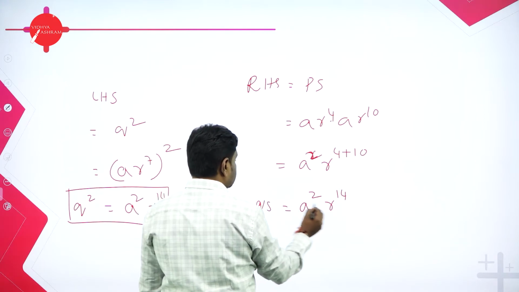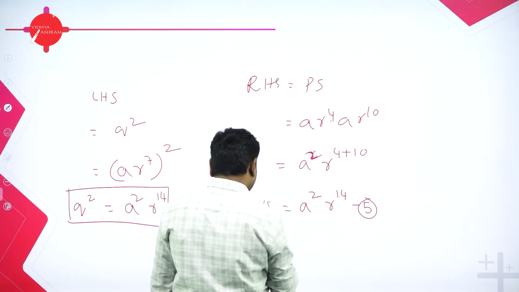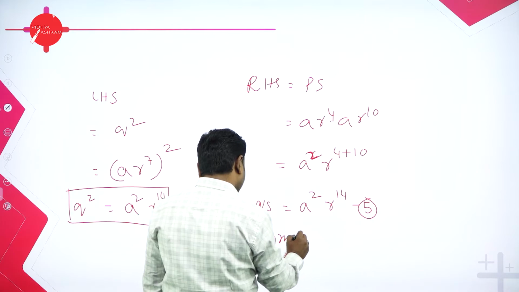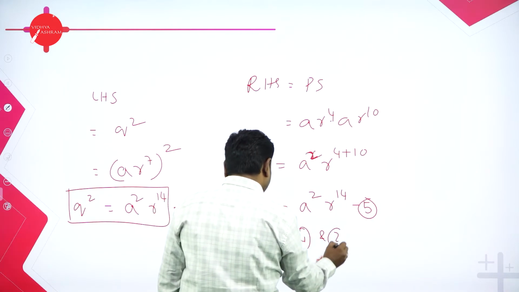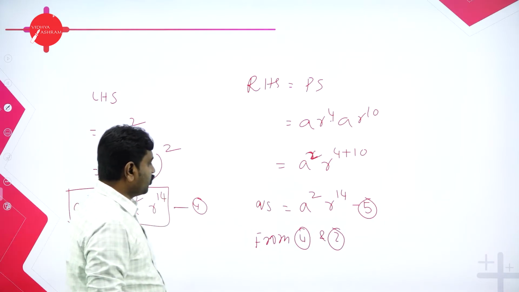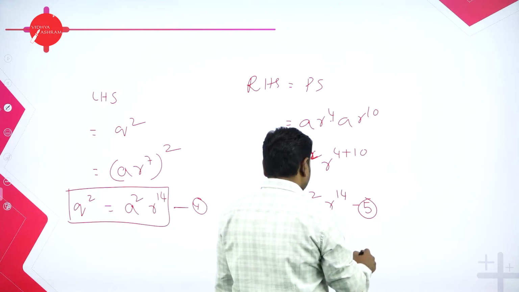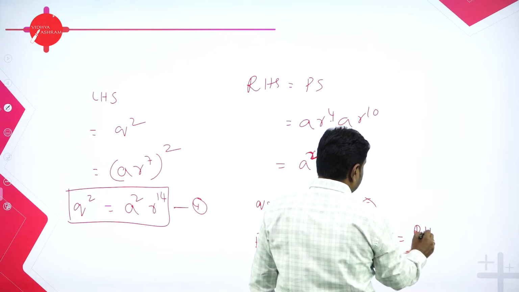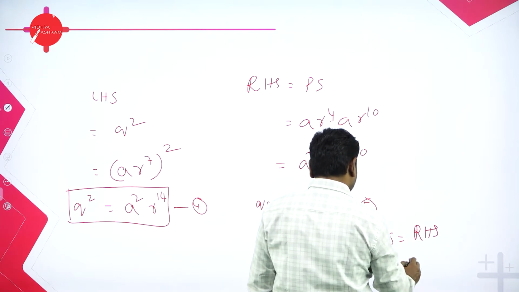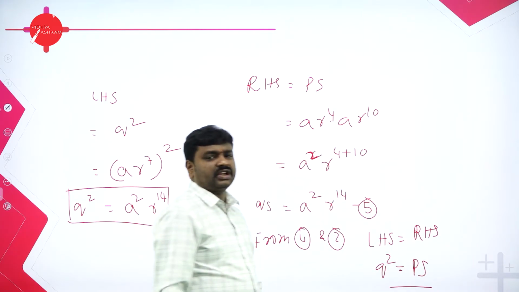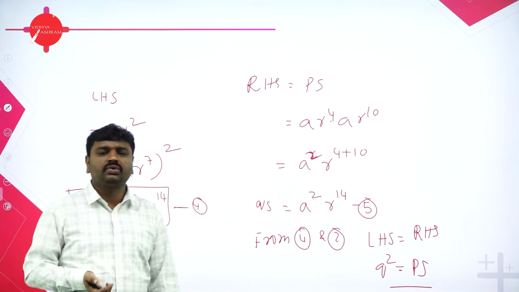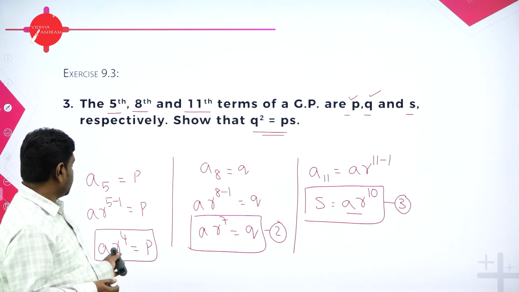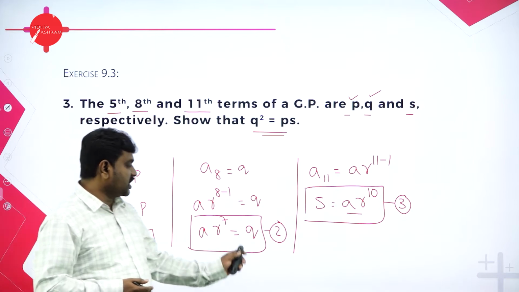This is the RHS. So from equation 4 and equation 5, if you observe, this is also A square R power 14. This is also A square R power 14. So LHS and RHS both are giving the same value. That is, Q square value is exactly PS. Separately find Q square, separately find PS, both will give you the same value. You can substitute. So P is A R power 4, Q is A R power 7.